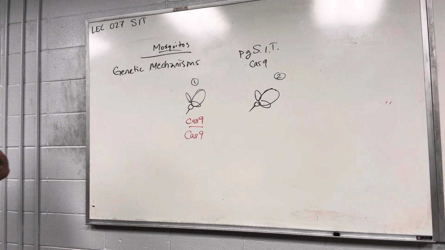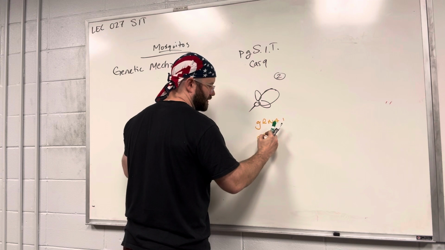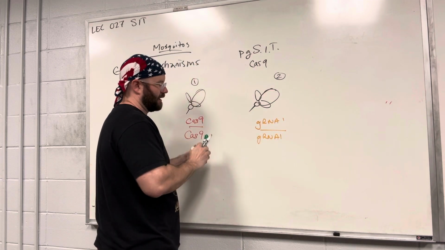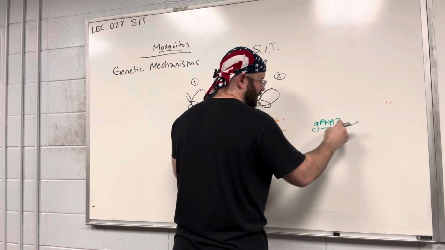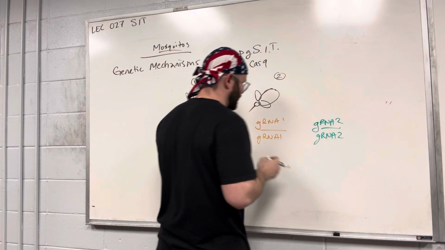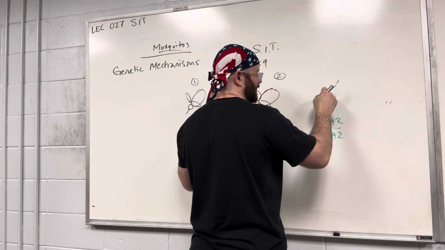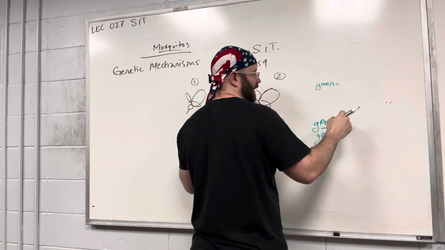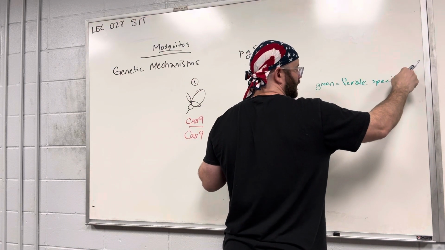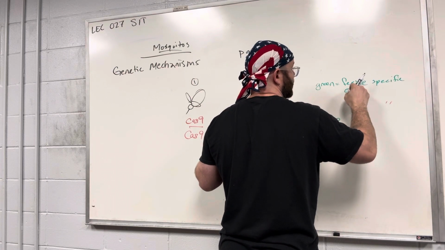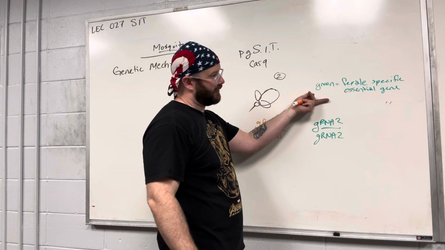Orange. Okay. We'll do guide RNA 1. So it's homozygous guide RNA 1. And somewhere else in the genome, it's homozygous guide RNA 2. Okay. And one of these guides, let's say green, targets a female-specific essential gene. So some gene that's required for life if you're a female.